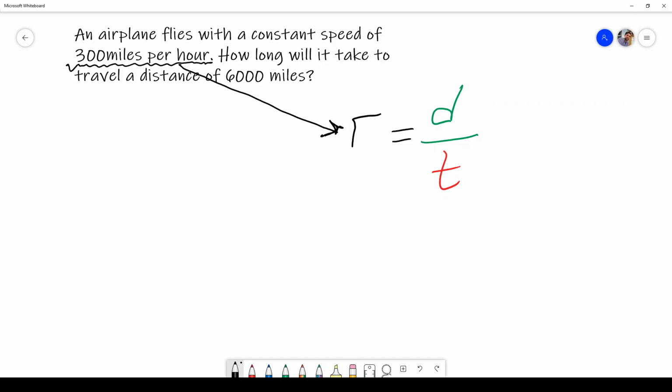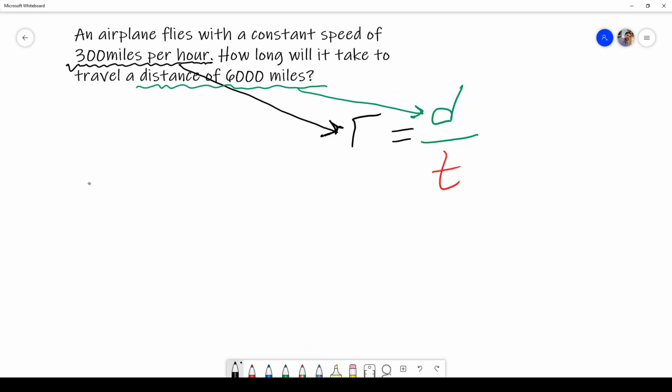And how about the next part? What was the question asking? How long will it take to travel a distance of 6,000 miles? So what are they asking for? Well, they're asking for this guy right here. They're asking for the time. So we're given a rate and we're given a distance. That's this guy right here. So essentially, we're just solving for one variable.